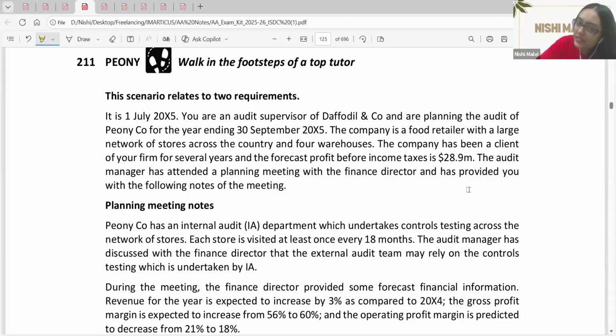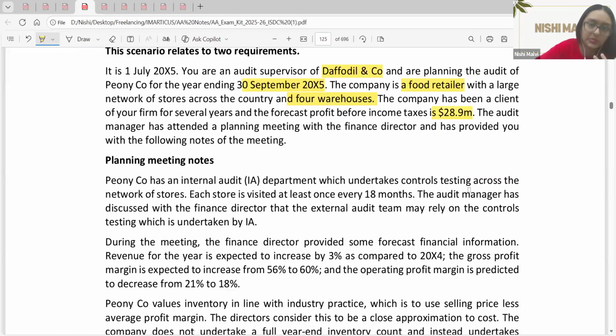Now it's 1st July. You are an audit supervisor of Daffodil Company. You are planning an audit of Peony Company for the year ending 30th September 2025. The company is a food retailer with a large network of stores. Food retailer है, large network of stores है in the country, with four warehouses. The company has been a client of your firm for several years and the forecast profit before income tax is 28.9 million. The audit manager has attended a planning meeting with the finance director and provided you the following meeting notes. Okay, meeting notes देखते हैं.